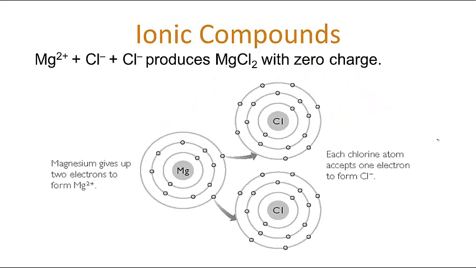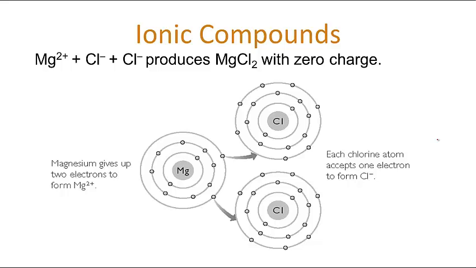So here's an example. If we have magnesium, which has a +2 charge, and two chlorine ions, each with a -1 charge, it produces magnesium chloride with 0 charge. Right? You don't want to have charges floating around. You can't just have a positive without having a corresponding negative.